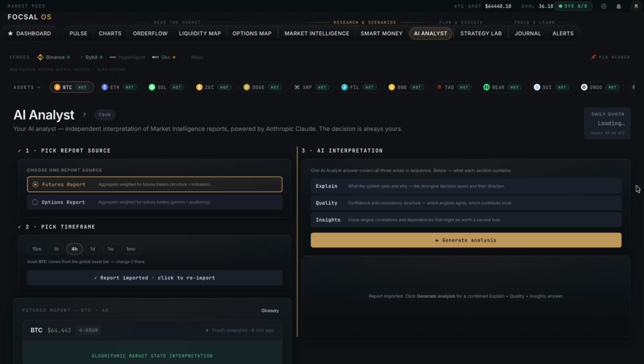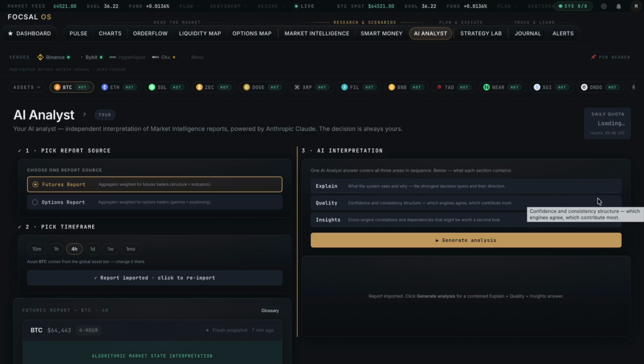One AI answer covers 3 areas in sequence. The first is explain, what the system sees and why, which analysis layers are strongest and which way they pull. An analysis layer is one of the things the system often calls an engine: price structure, indicators, liquidity, options, institutions. So here you get the answer, where this reading came from in the first place.